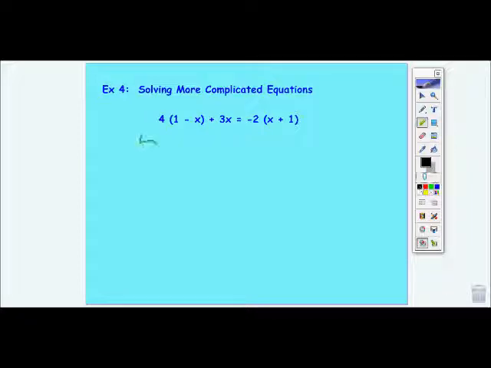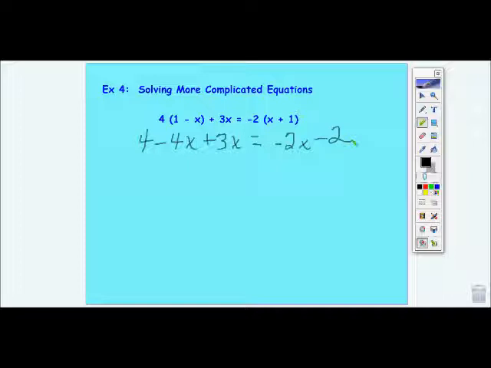4 times 1 is 4. Oh, I have a gray color now. 4 times negative x would be a negative 4x. We don't do anything here. The 3x would stay the same. That's going to equal another distribution going on here. Let's clean up that equal sign. So negative 2 times x gives me a negative 2x. Negative 2 times 1 gives me a negative 2.